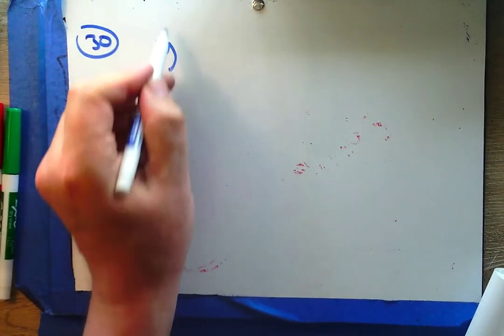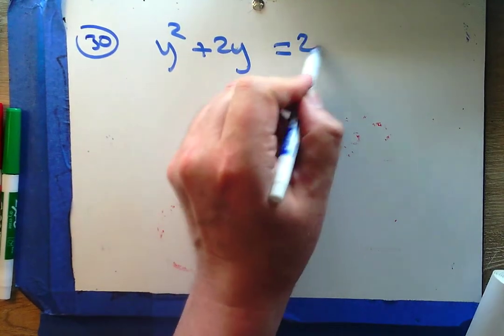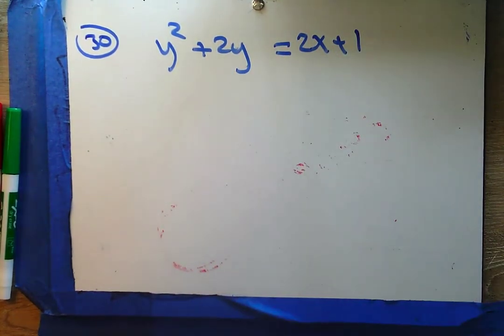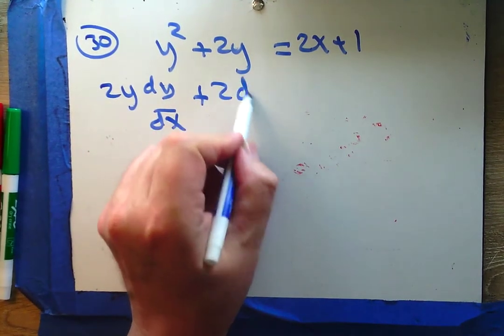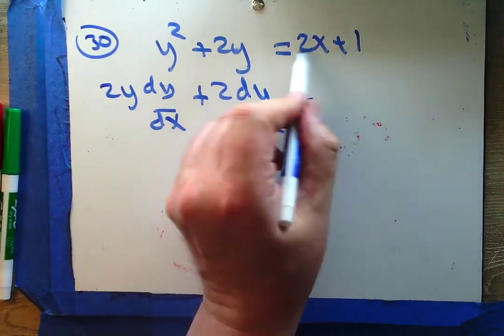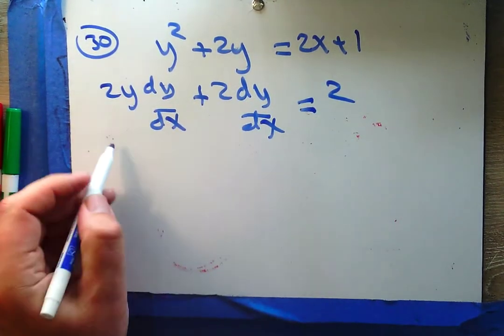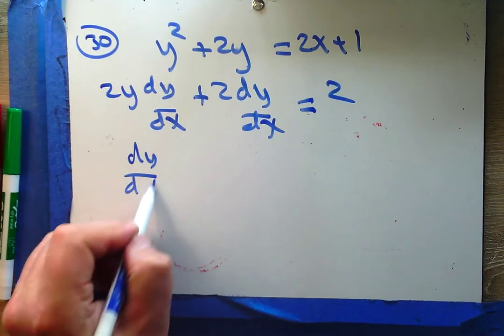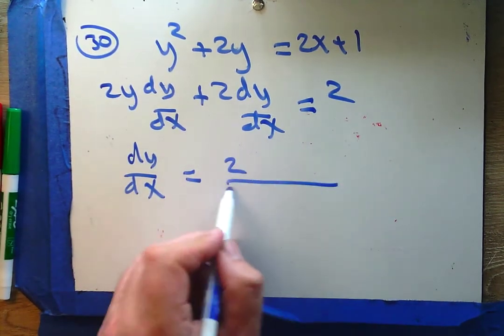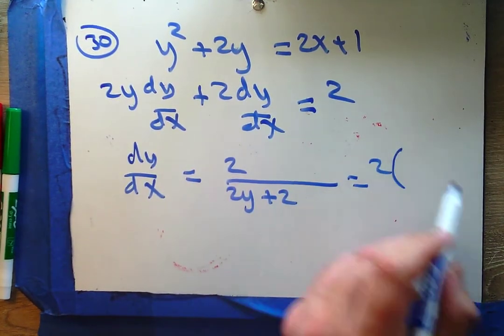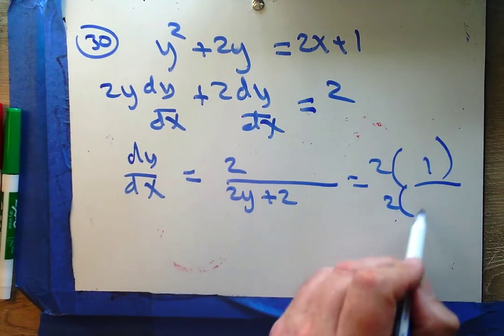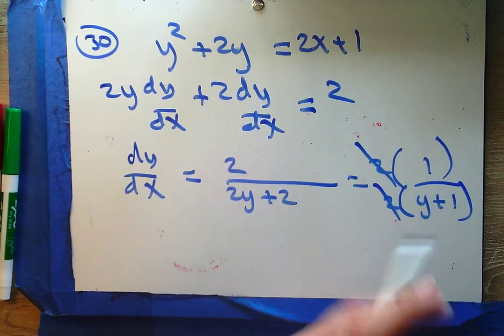Okay, problem 30. 30 says y squared plus 2y equals 2x plus 1. Okay, 2y dy/dx plus 2 dy/dx equals the derivative, which is 2. So dy/dx equals 2 divided by 2y plus 2. Hey, can I cancel those? No, but I could take a 2 out of the top and bottom. And so there's the first derivative.